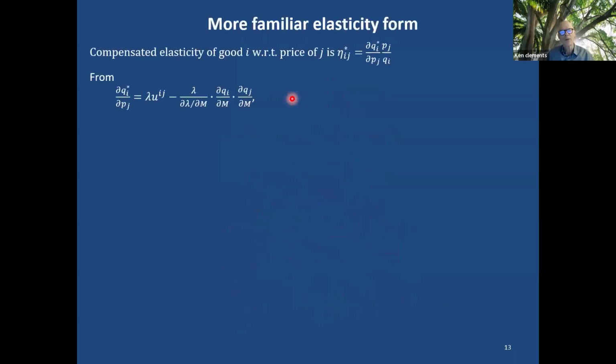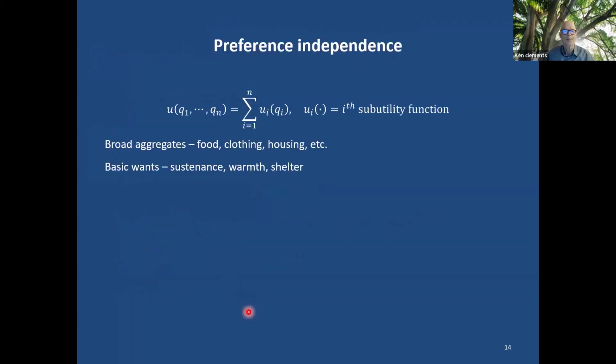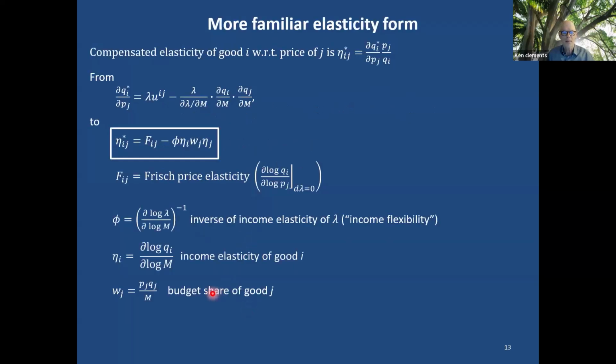So let's transform that expression into elasticity form, and we get that the price elasticity of demand can be written as the Frisch price elasticity, which holds the marginal utility of income constant. That's the specific substitution effect. And the general effect is this coefficient phi, which is the income flexibility, the inverse of the income elasticity of the marginal utility of income, times eta i, the income elasticity of commodity i, and wj, the budget share of the commodity. Now, let's store that in our memories.